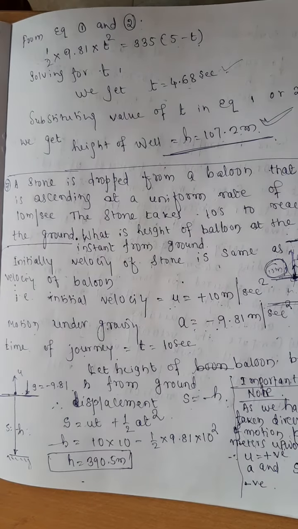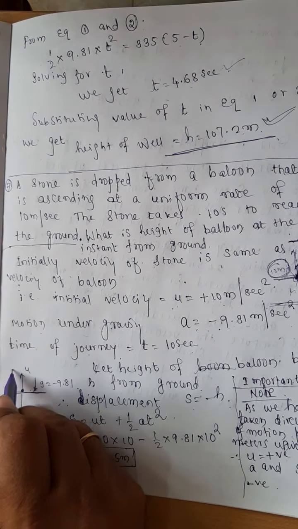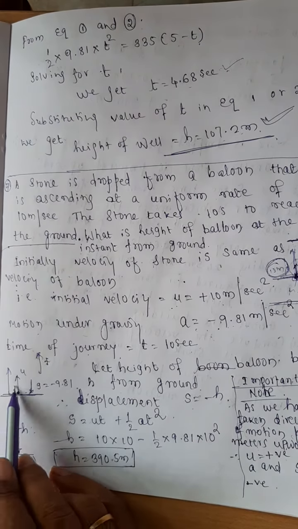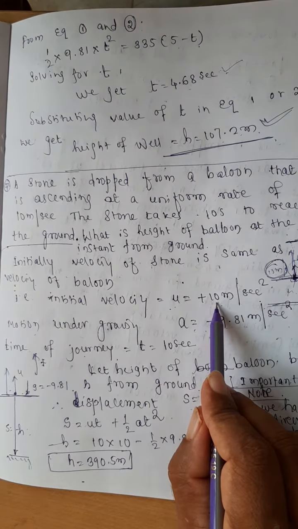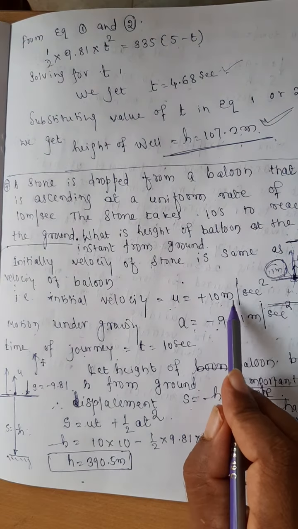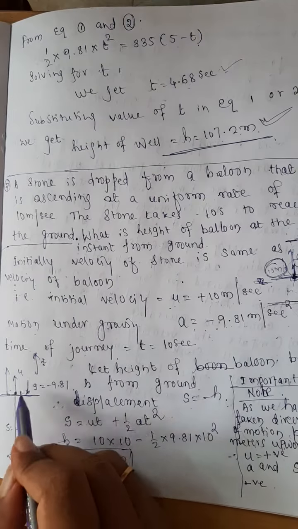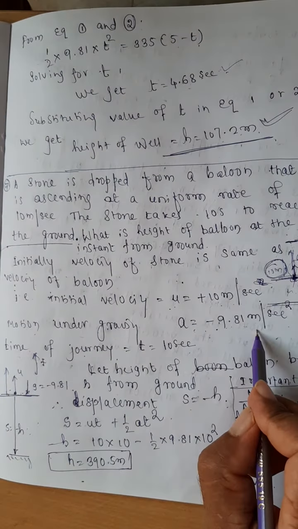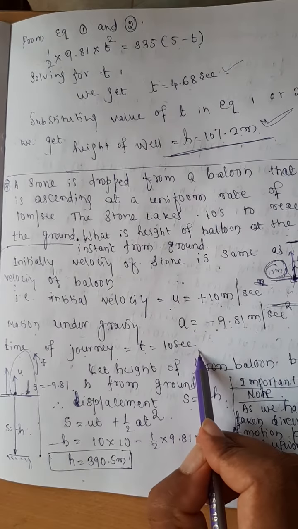All the motion parameters are vector parameters. Therefore, using the concept of vectors, I can solve it in a single step. Initially, it is thrown in the upward direction, therefore I will take the upward direction as positive. So u will become positive, equal to 10 meter per second, the initial velocity. Then for motion under gravity, as I am taking upward as positive, acceleration due to gravity is in the downward direction, so it will become negative. And he has given the total journey time from here to here as t.